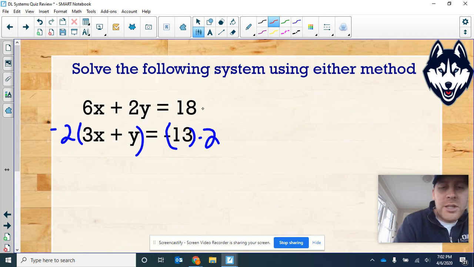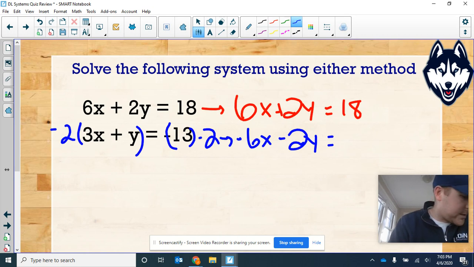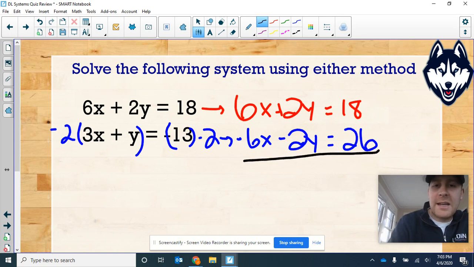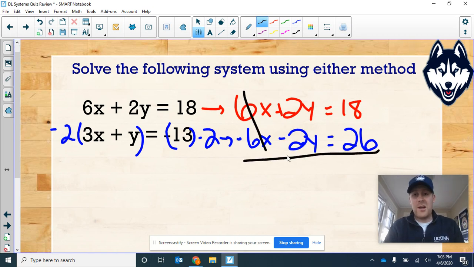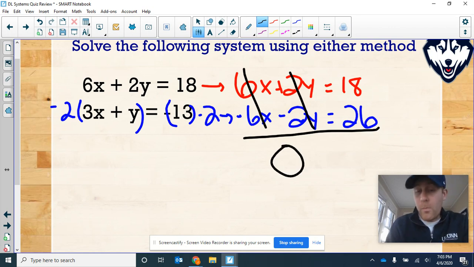So the top equation didn't change. I'm leaving that as 6x plus 2y equals 18. Then the bottom equation, when I multiply through by -2, we get -6x minus 2y equals 26. Now let's add those equations together because my x's will cancel out. But what's interesting here is that 2y minus 2y is also 0. So I'm left with a 0 on the left-hand side. Both variables cancel out. And that's going to equal 18 plus 26, which is 44.